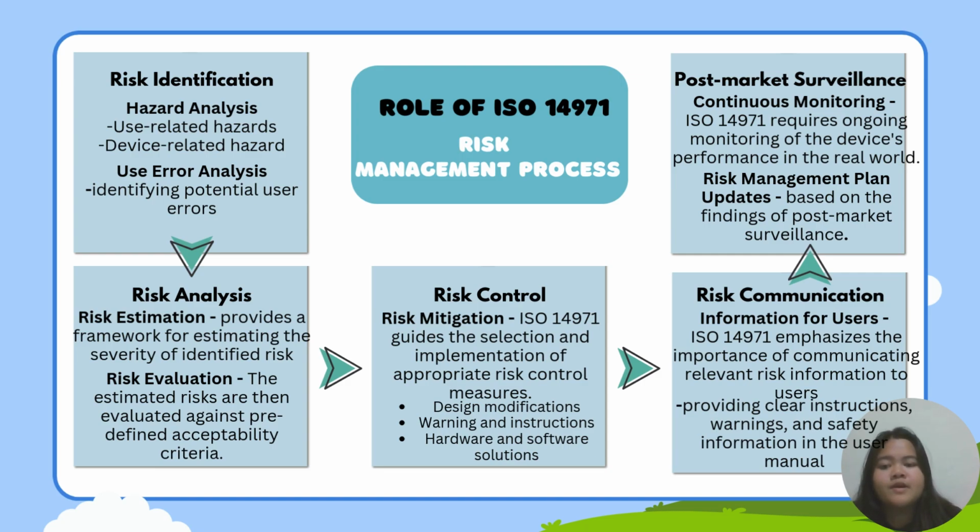In risk control, we will have risk mitigation, where the standard guides the selection and implementation of appropriate risk control measures. In this part, we have three parts. The first one is design modification, which includes improving the image quality algorithm, enhancing the transducer cooling system, and simplifying the user interface. The next one is warning and instruction.